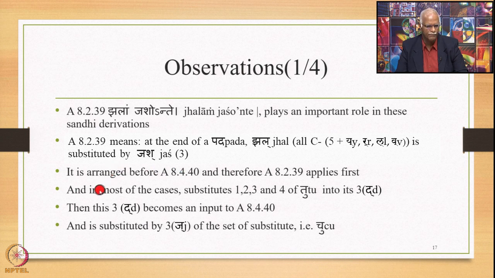Now this sutra 8239 obviously is arranged before 8440 and therefore 8239 applies first. And in most of the cases, substitutes 1, 2, 3 and 4 of 2 into its third consonant, namely the. Then this the becomes an input to 8440. And then this the is substituted by j of the set of the substitute, namely chu. This is very interesting and this is what we note. Even though the sutra says stu is to be replaced by chu, the internal derivation process of Ashtadhyayi dictates that stu be replaced by the in the first cases, and then this the gets replaced by j, which is part of chu.